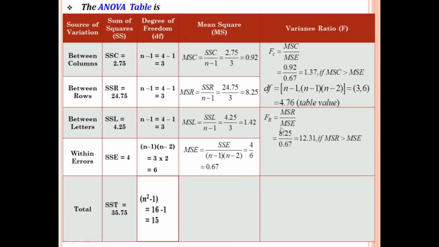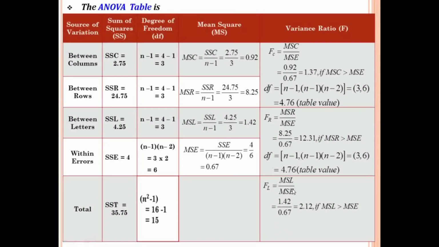Similarly, we find the variance ratio in row wise. Row wise means this is 8.25, error value 0.67. Obviously, the numerator should be the big value. So MSR by MSE, we get 8.25 by 0.67, we get 12.31. Next, we find the degree of freedom in row wise. N minus 1, error value n minus 1, n minus 2. So we get 3, comma 6. By using the statistical table value, we get 4.76.